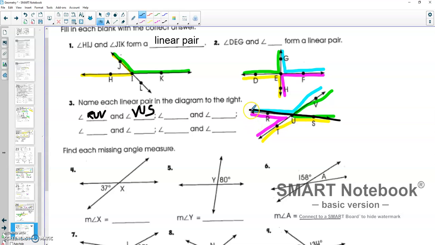What's the other pair that also includes RUV? So blue can also make another line. But where? If you said the purple one, because it can make this line, you are correct. So we have RUV and RUT.